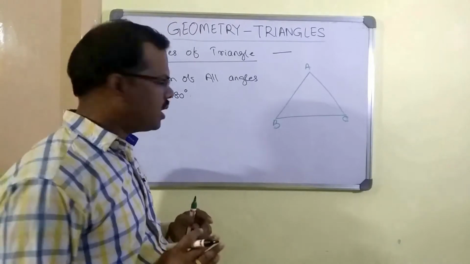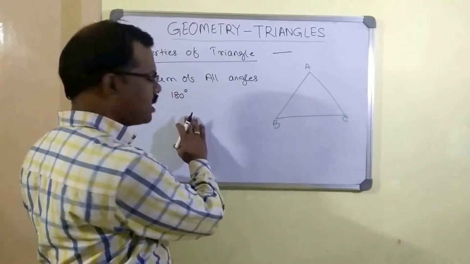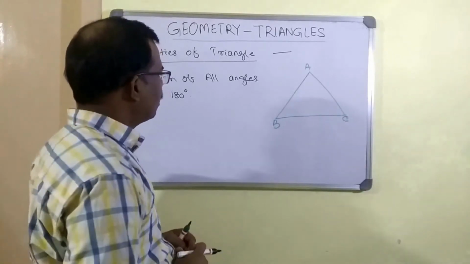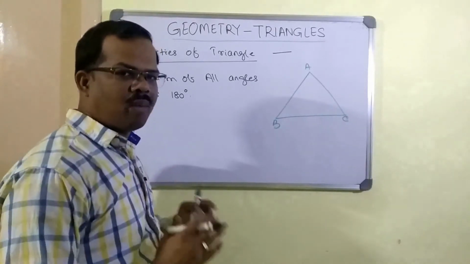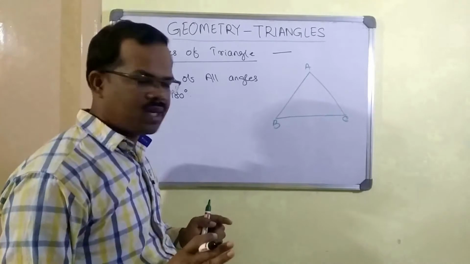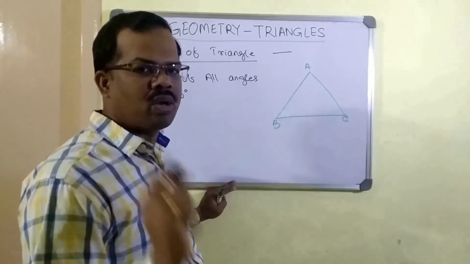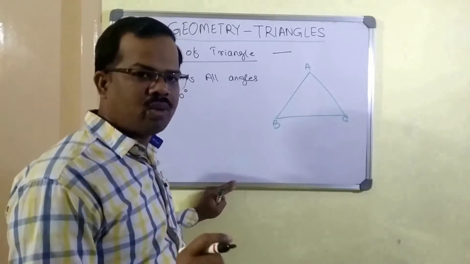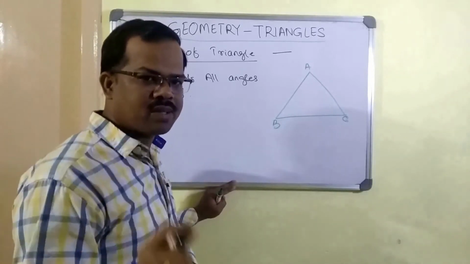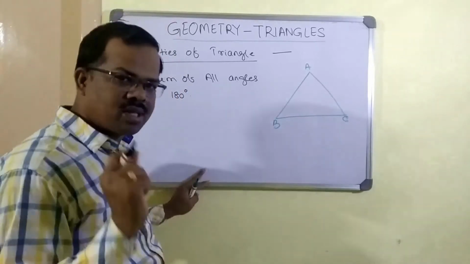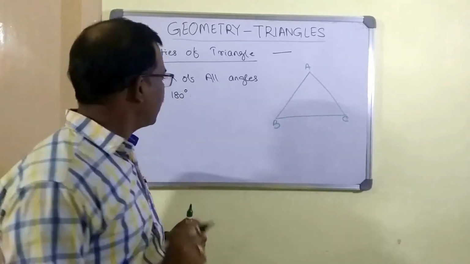The first property is that the sum of all angles in a triangle is 180 degrees. You may ask why? Look, mathematics is all about reasoning. Without reasoning there is no mathematics. I am going to tell you every minute detail that will help in building your concept. It is not only that I am going to tell you and you have to listen, I am going to tell you even the reasoning for that. So watch the videos very carefully without missing any part.